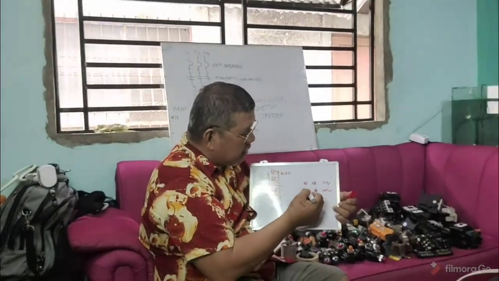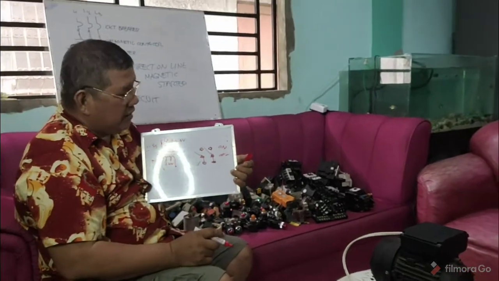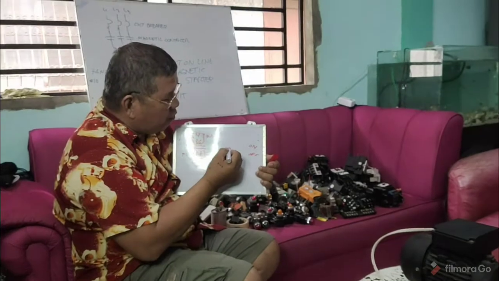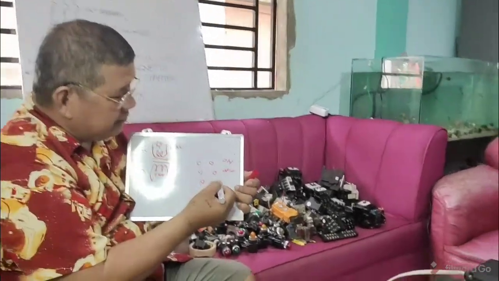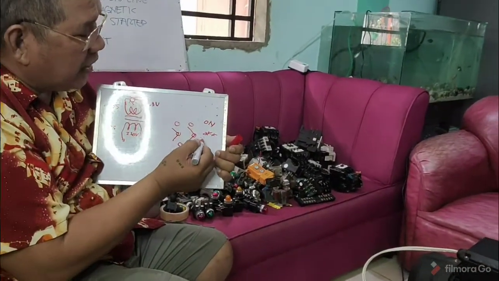So this will contact, then it will look like this. Now, let us remember this. This is the principle of operation of the toggle switch. Like that. I said, if you look like this, that is normally open or off.